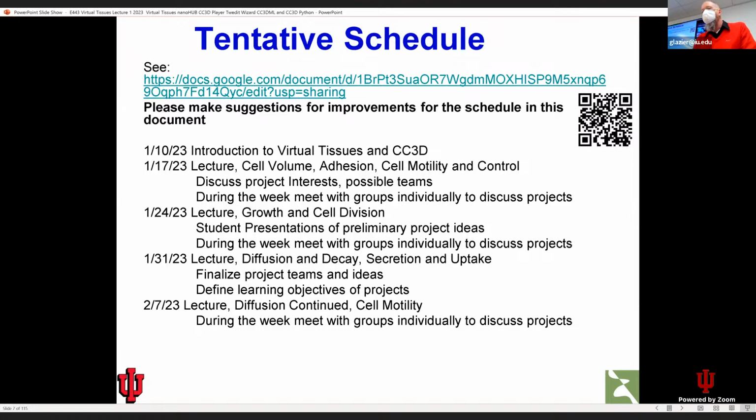And much to my amazement, at the end of 2 days, people had some incredibly good projects. After 1 day of Python boot camp, 5 days of CompuCell, and 2 days of hackathon, people really actually got a lot done. So I think that it's a different format from here.